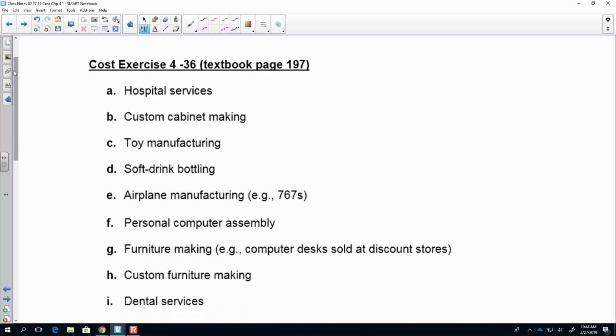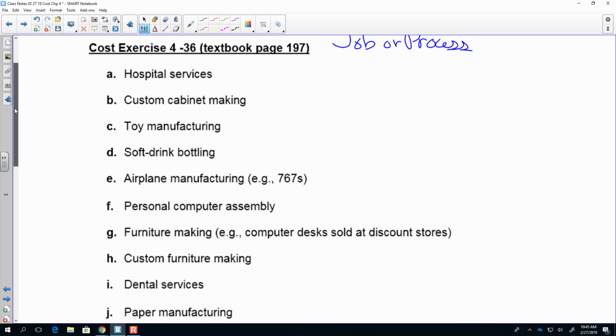But let's do our first example, identifying which accounting system, job or process, this type of company would use. So we're going to just go around the room, and some of them, again, have a gray area. Okay, you could say yes to maybe either or, but we'll try to identify those and make comments on those when we get to them.